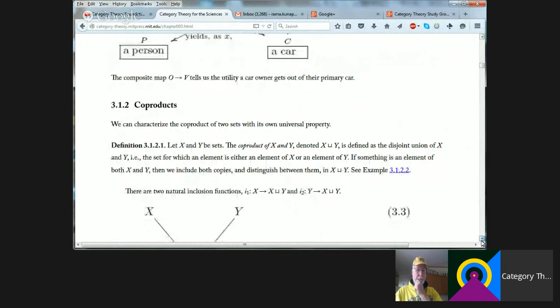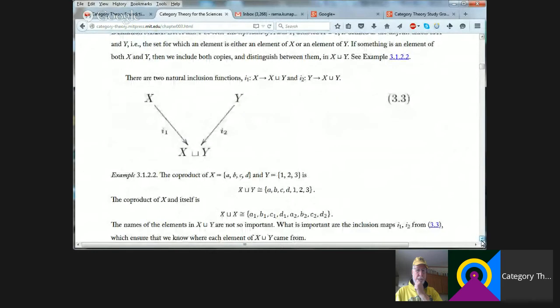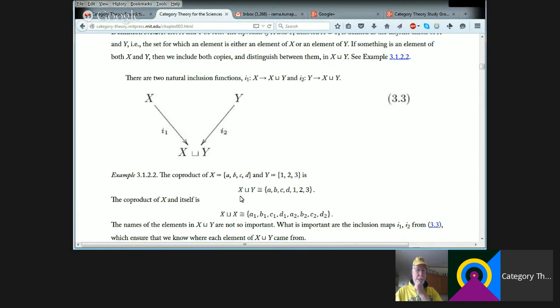Then it defines a new concept called coproduct, which is like a union, but very different from a union in the sense that when you have the same element in both sets, you label it. You don't make it one element; you label it as two different elements. For example, in the simplest sense, if x is equal to A, B, C, D and y is equal to 1, 2, 3, your coproduct is nothing but a combination of both, which is exactly like a union.